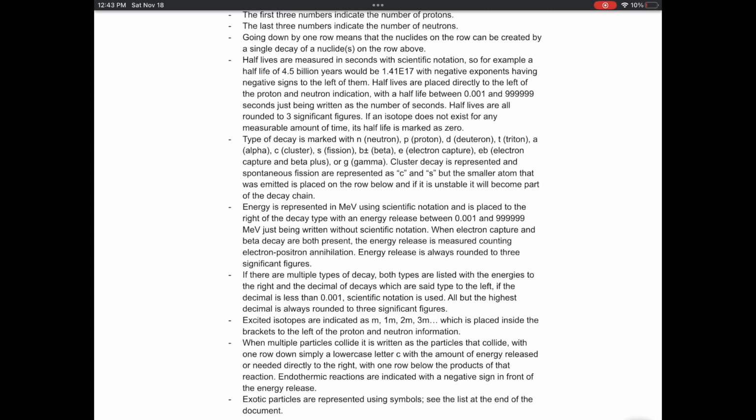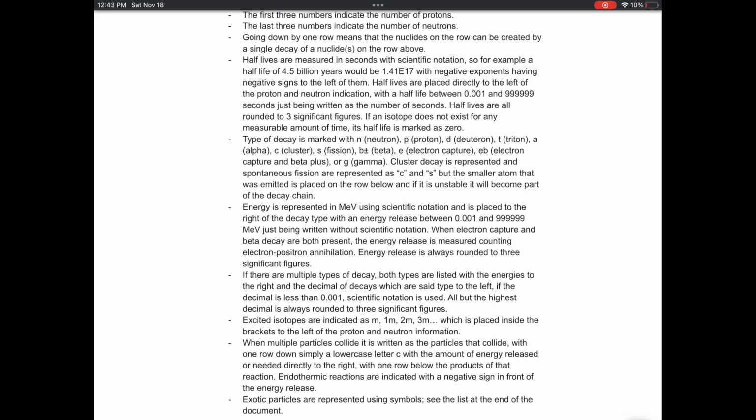Energy is represented in MeV using scientific notation and is placed to the right of the decay type, with an energy release between 0.001 and 999,999 MeV just being written without scientific notation because it's more efficient. When electron capture and beta decay are both present, the energy release is measured counting electron-positron annihilation. Energy release is always rounded to 3 significant figures.